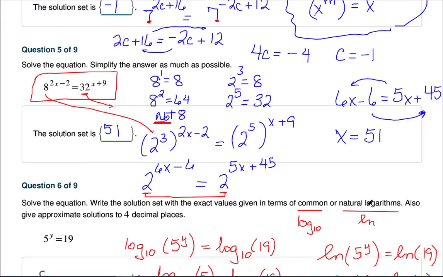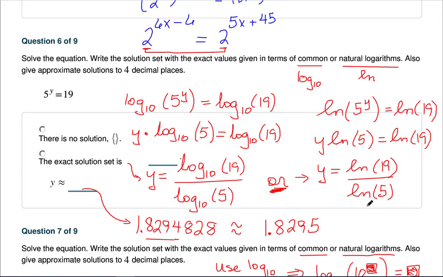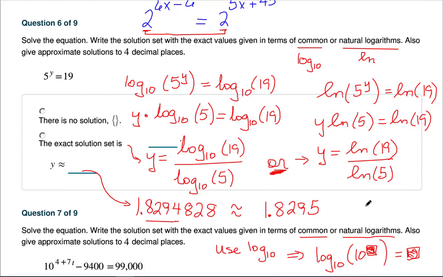All right, and so here on question 6, we'd like to solve 5 to the y is 19. Now this is more difficult. And why is it more difficult? Well, 5 to the 1 is 5, and 5 squared is 25.